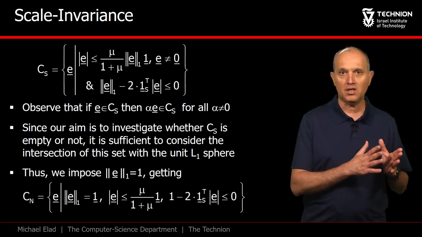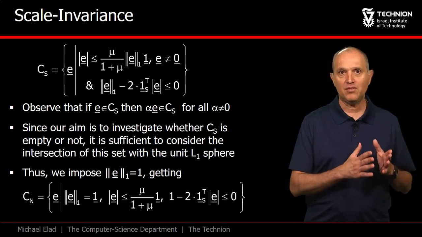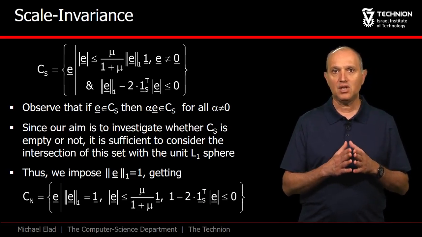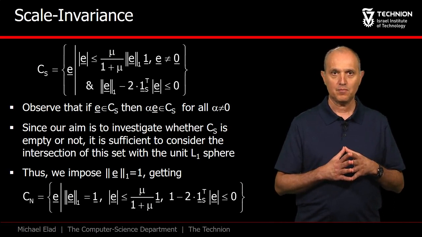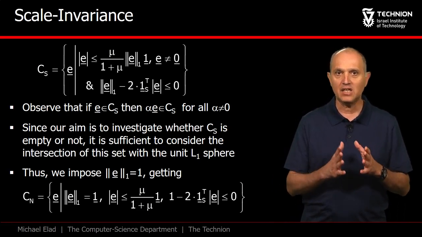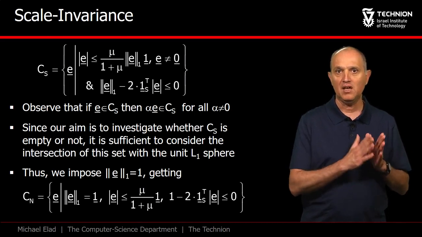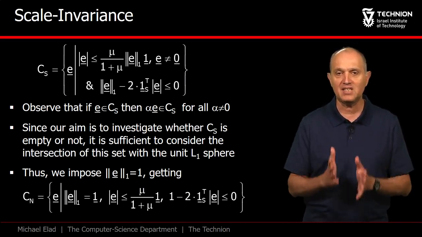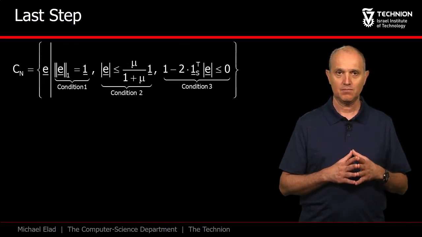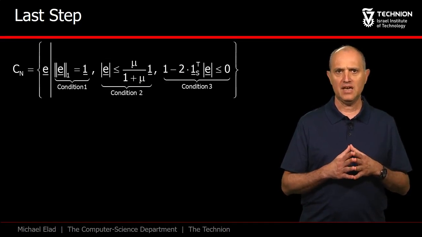Adding the unit L1 requirement, we simplify the two conditions and get this alternative set Cn. Again, we stress that Cn carries all there is to know about the tendency of basis pursuit to fail. If it is empty, basis pursuit necessarily succeeds. Let's look closely at Cn.